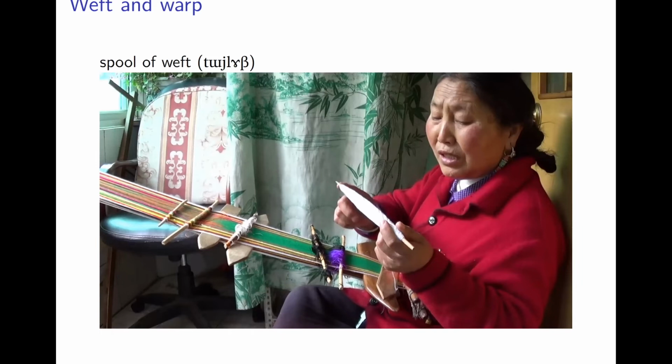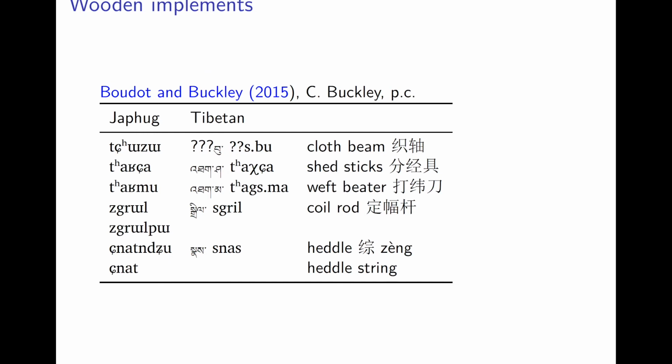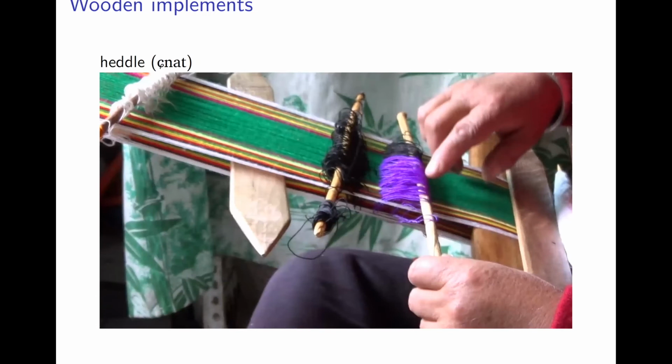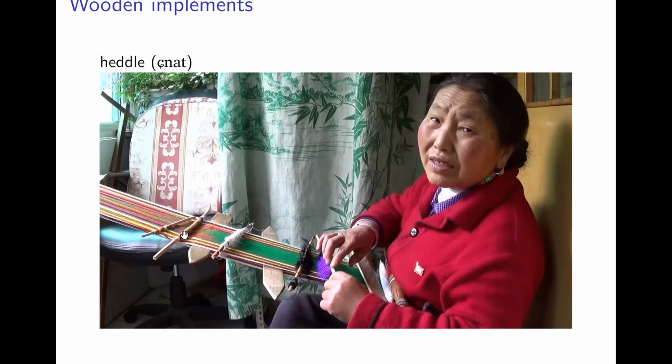And then we have the last term, snas in Tibetan, or ne if you pronounce it in Hassa, and snat. So this one refers to what? It refers to the pedal. These are these things, these threads with different colors. And they are connected with a stick. So what's their use? Their use is to select one type of the different types of warp threads that you are choosing. You pull them up and you select a different layer of warp threads.